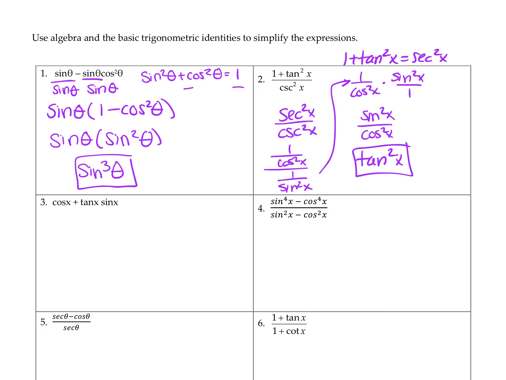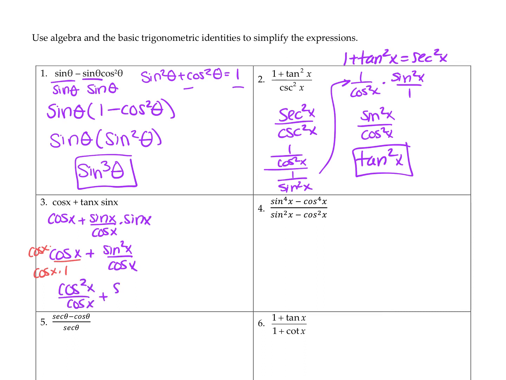In number 3, I have cosine of x plus tangent of x times sine of x. So I'm going to try by turning tangent into terms of sine and cosine, sine over cosine, because then I can combine the second term into sine squared over cosine. And then I want to get a common denominator. So since this is cosine over 1, I'm going to multiply by cosine over cosine to get that common denominator of cosine. So I'm going to end up with cosine squared over cosine plus sine squared over cosine.